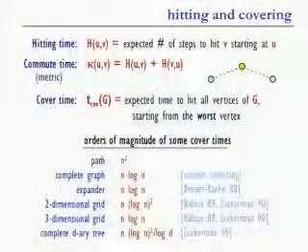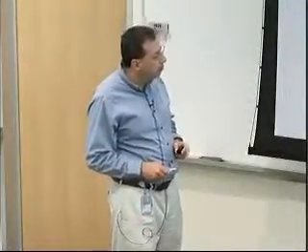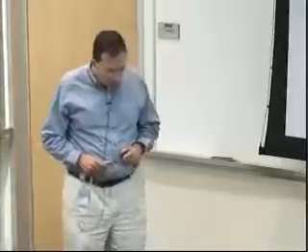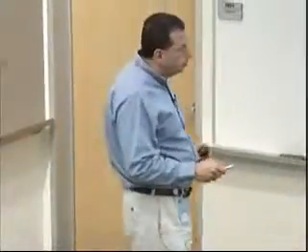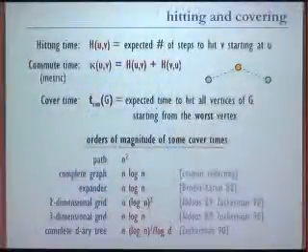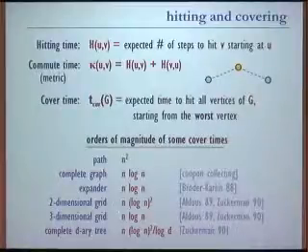So just to get acquainted, here are the orders of magnitude of cover times for some different graphs. So if you have a path of length n, it's n squared. Complete graph, n log n. Expander is still n log n. 2-dimensional grid, it's n log n squared. And again, n here is the number of vertices.